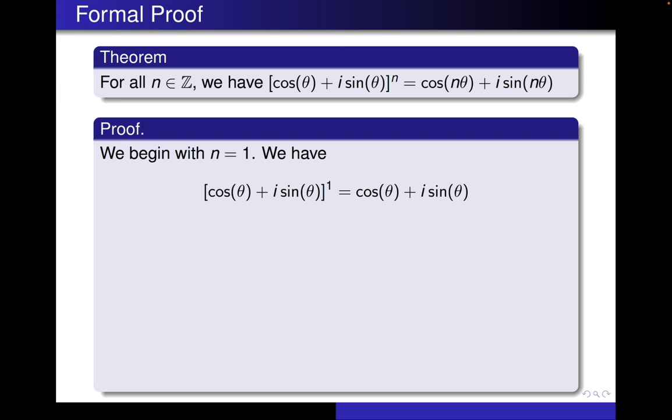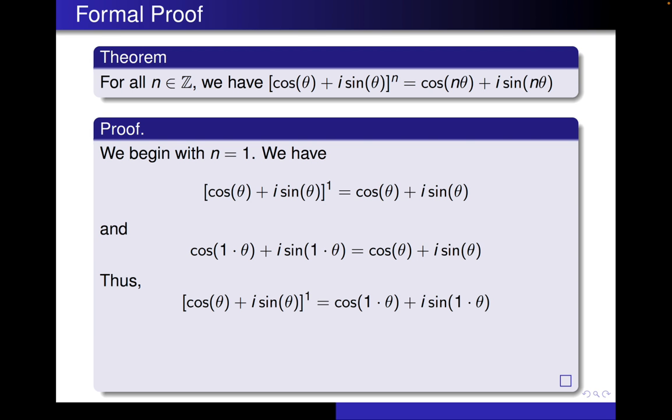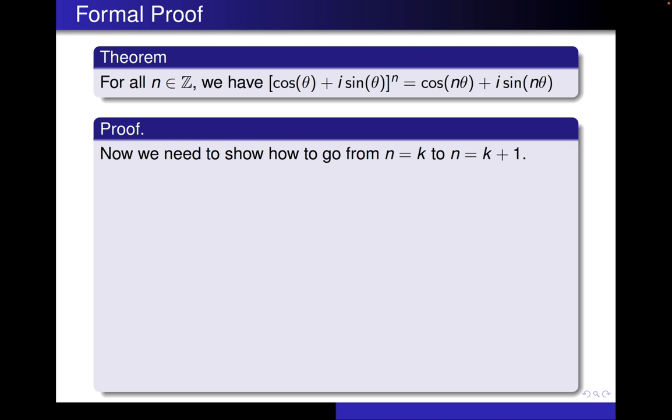We have (cos θ + i sin θ)^1 = cos θ + i sin θ, and that is exactly the same as, we know that cos(1·θ) is equal to cos θ, and sin(1·θ) is equal to sin θ. Thus, (cos θ + i sin θ)^1 is equal to cos(1·θ) + i sin(1·θ). So, the formula works for n equals 1.